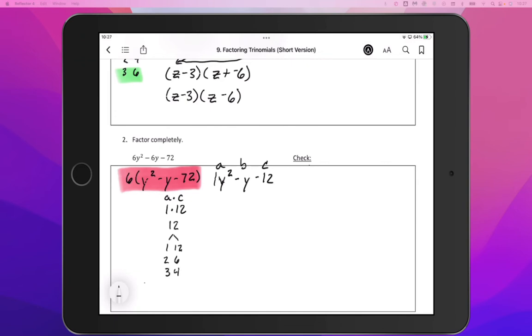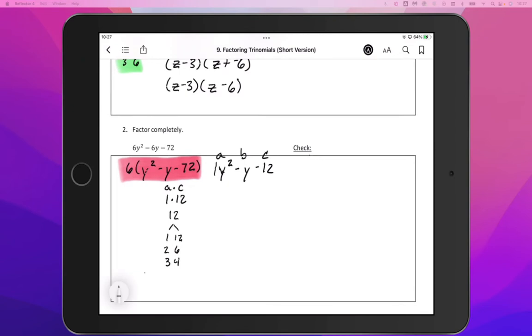Now I need to figure out which ones of those could I add together to make negative 1. Well, 1 and 12 will not work because that would give me 11 or 13, depending if I added or subtracted. 2 and 6 will not work because that would give me 4 or 8, depending if I added or subtracted. But 3 and 4 will work because 3 minus 4 is negative 1. So in this instance, we have to use a positive 3 and a negative 4.